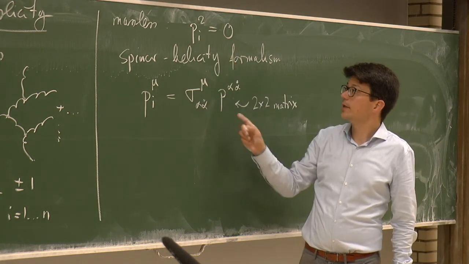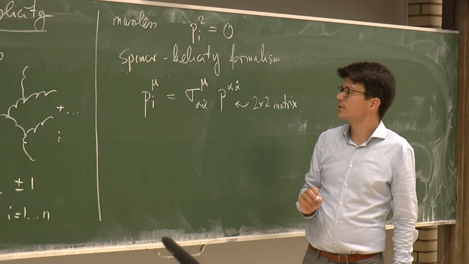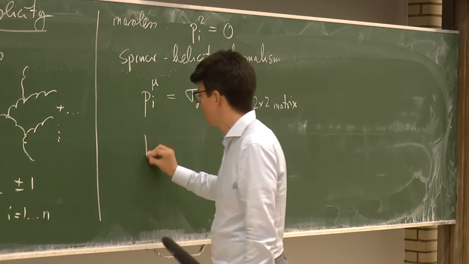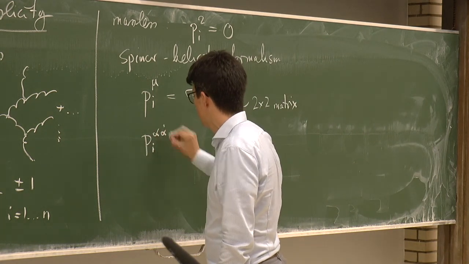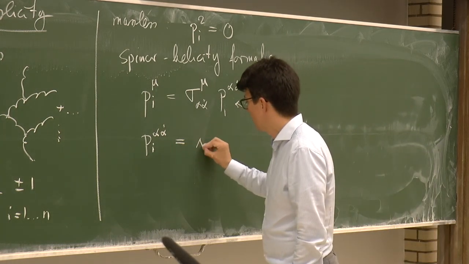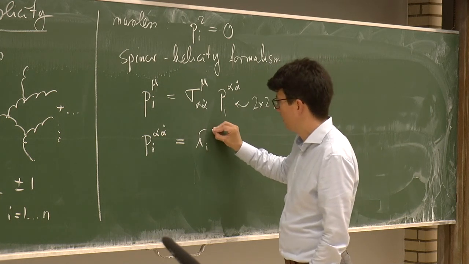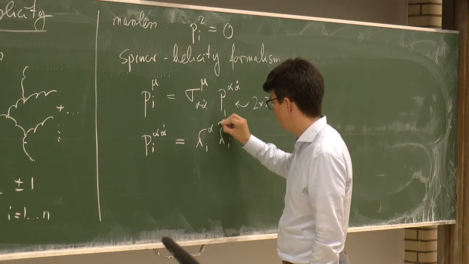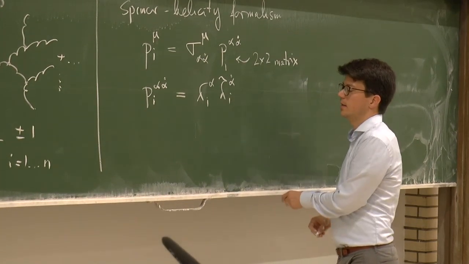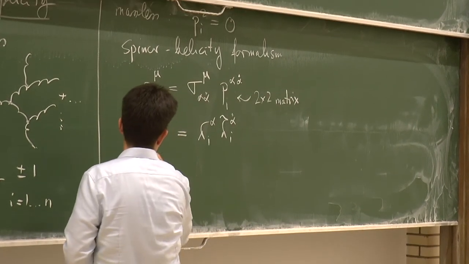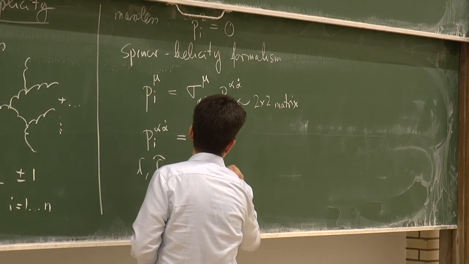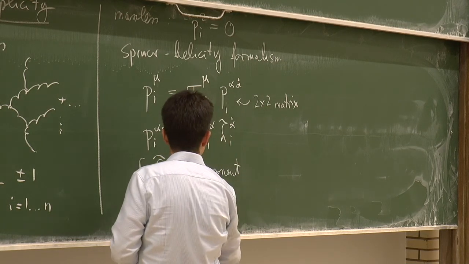Now, thanks to this, we can ask what does this masslessness condition mean for this matrix. And so it turns out that in general, this means that one can write this matrix in a factorized form, introducing some new objects, lambda and lambda tilde. So these are two component spinors.